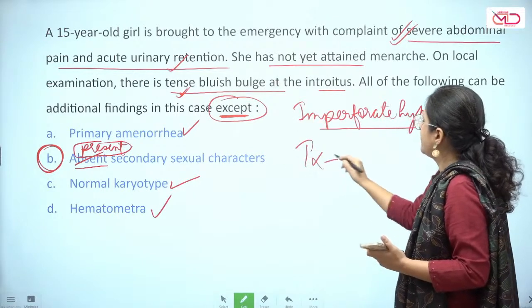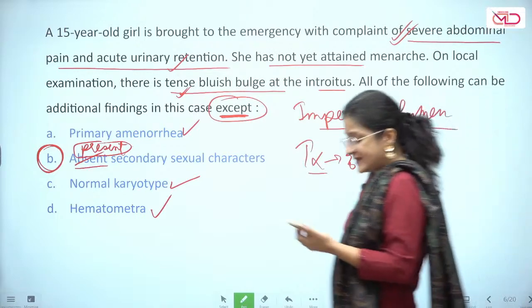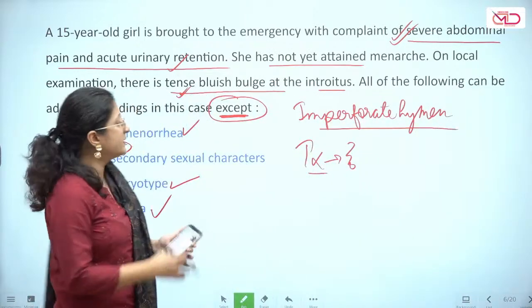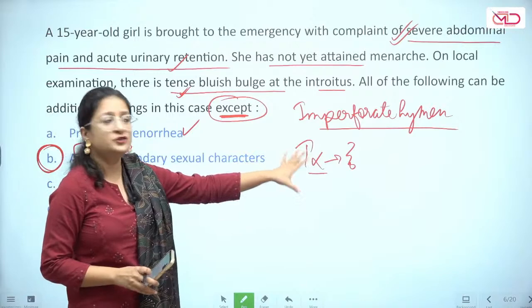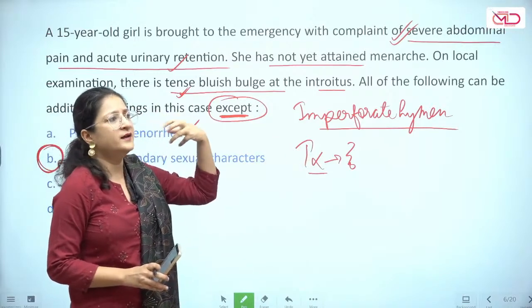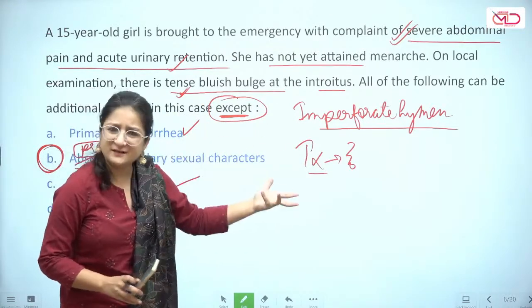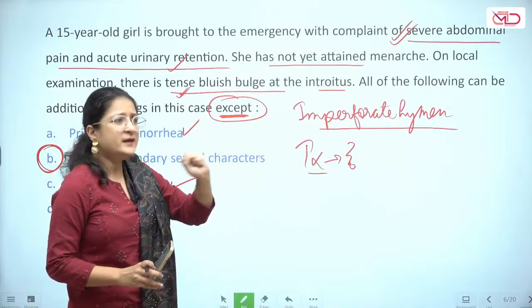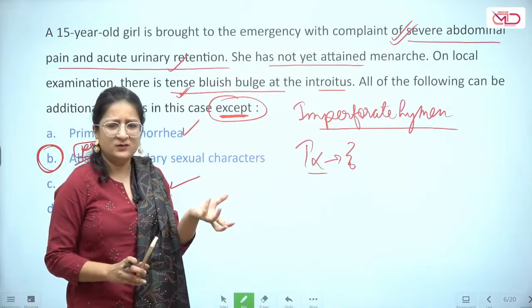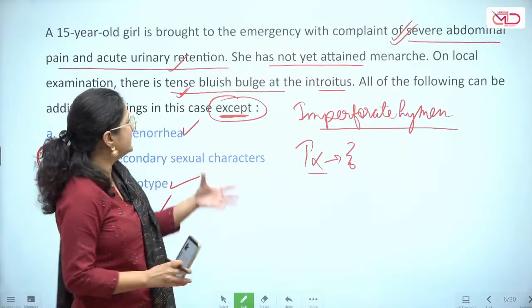So that's her problem. If I form a question in this case, like, what is the next treatment? What is the treatment for this imperforate hymen? Anybody? What should be done? Should she be given hormones? Should she be given some surgical treatment? Should some advanced investigations be done? I mean, you can at least do an ultrasound, if that is justified, to see the amount of blood that has been collected, you see.